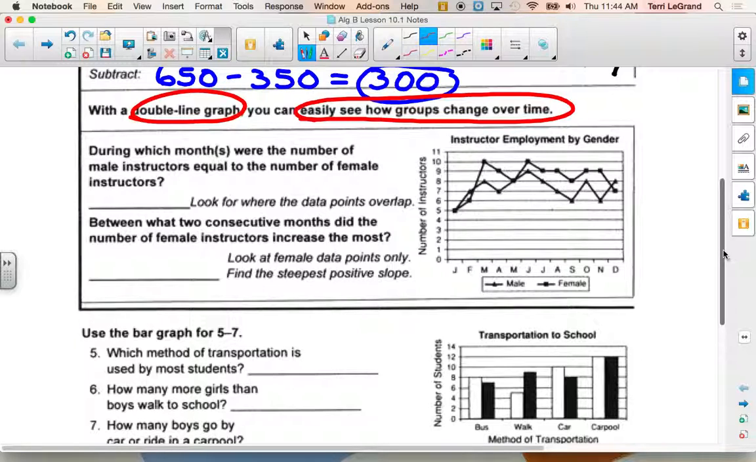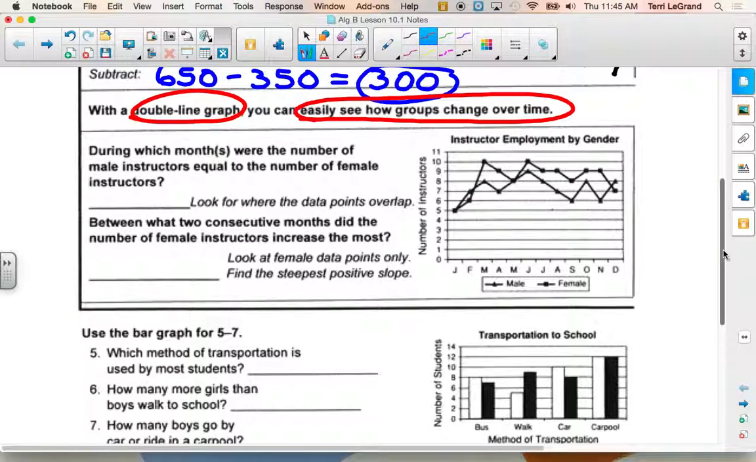So during which months were the number of male instructors equal to the number of female instructors? Well, first of all, it'd be good to know, how are we going to read this graph? How are we going to know which line? The one with squares on it is female, the one with triangles on it is male. Okay, so we have to zero in and say wherever we see the lines that have the little squares on them, those are the females, and the ones that have the triangles, that represents the males.